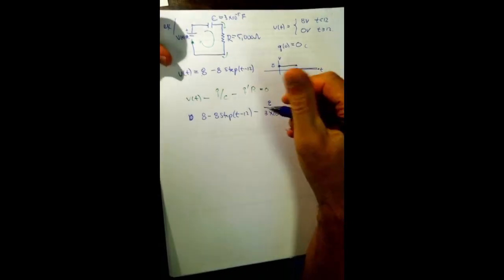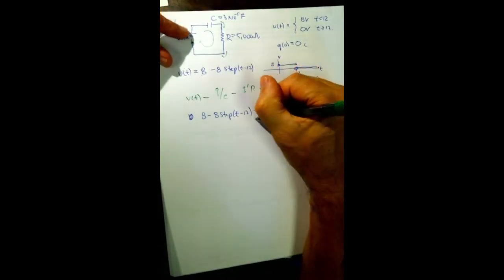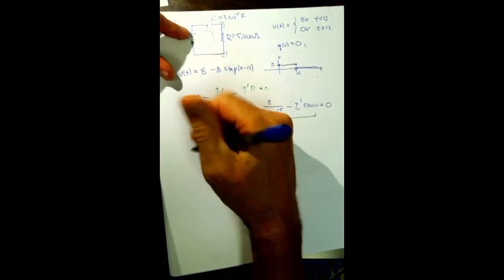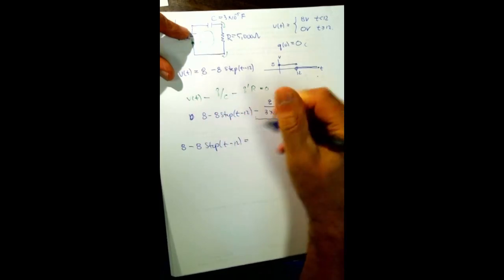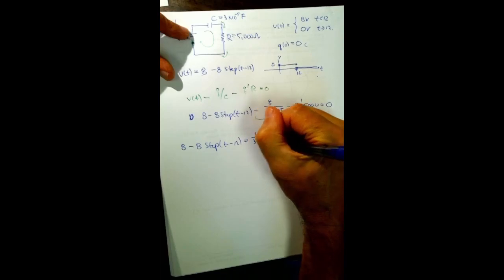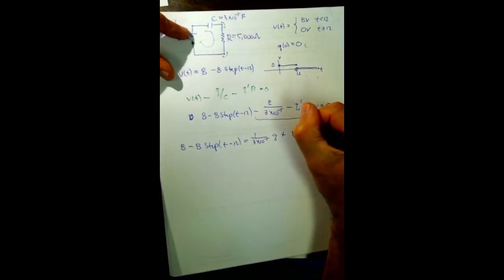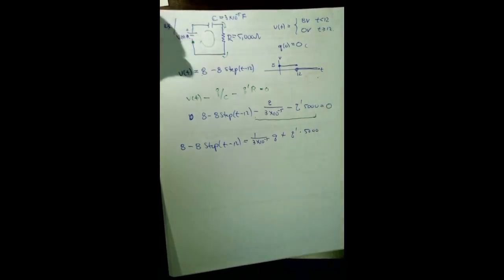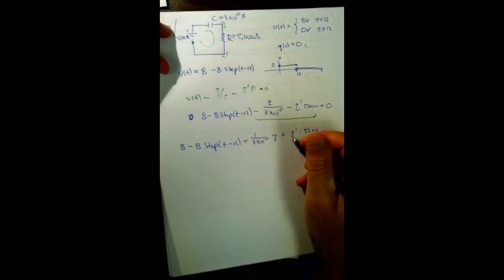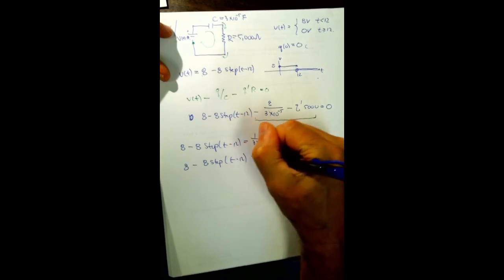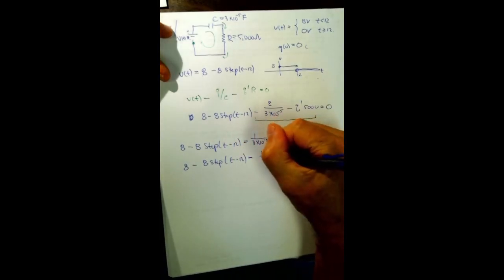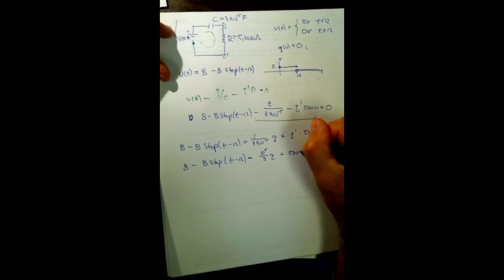All right, let me add this to both sides. So if I do that, I'm going to get 8 minus 8 times the step function at t minus 12 equals 1 over 3 times 10 to the minus 5 q plus q prime times 5,000. Let me clean that up one more time. I'm going to write this as 10 to the 5th over 3 times q plus 5,000 times q prime.